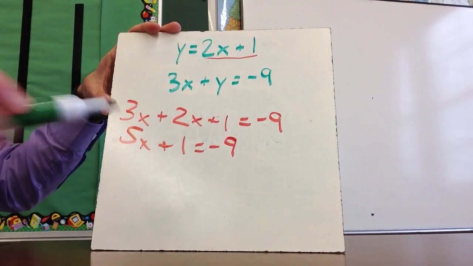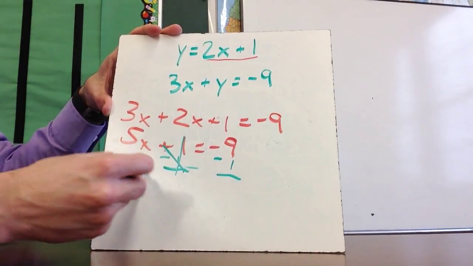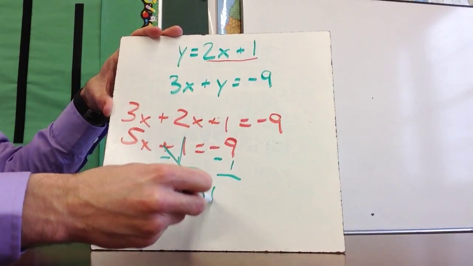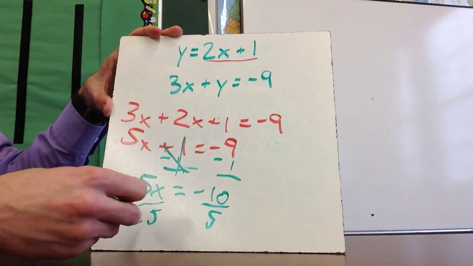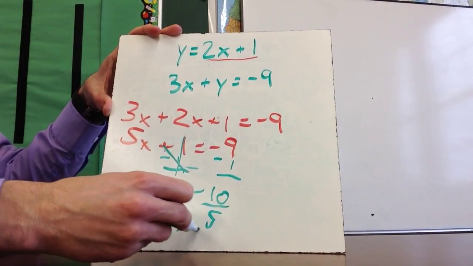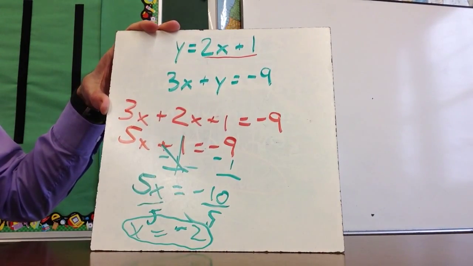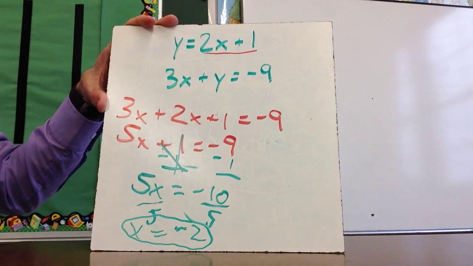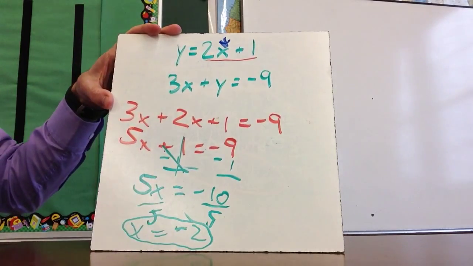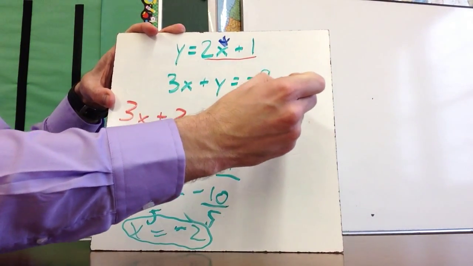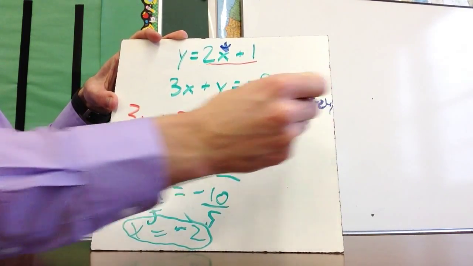I'm then going to subtract 1 from both sides. This goes away. I've got 5x equals negative 10. And then I'm going to divide both sides by 5, and x equals negative 2. So I now know what x is. But my problem is that I now need to figure out what y is. So, knowing x, I can substitute it in here for x, and I'm going to get y equals 2 times negative 2 plus 1.